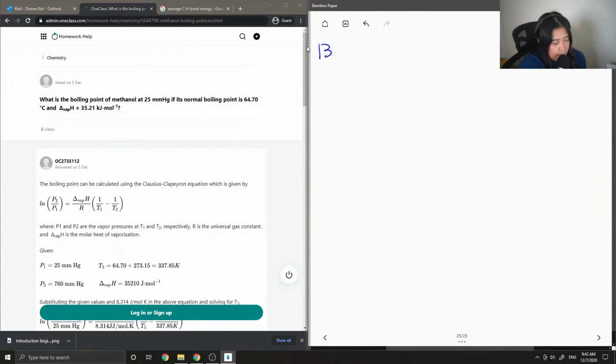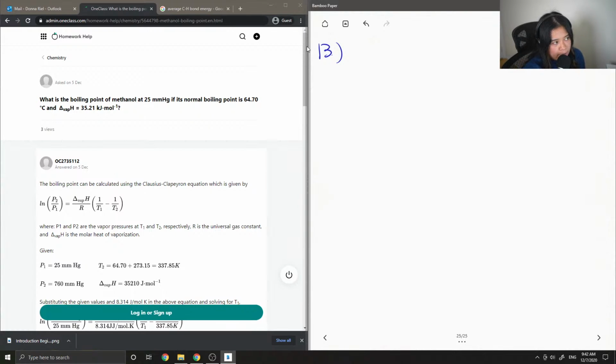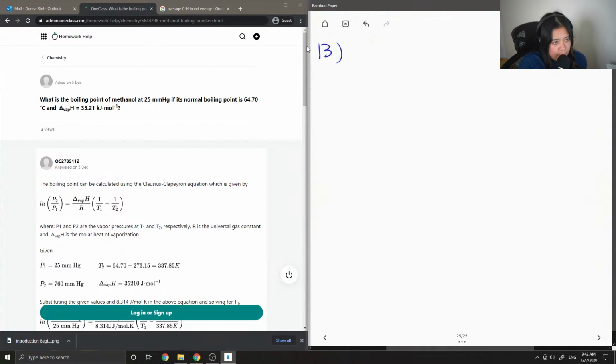Question 13. What is the boiling point of methanol at 25 millimeters of mercury if its normal boiling point is 64.7 degrees Celsius and delta H VAP is equal to 35.21 kilojoules per mole? So this can be answered using the Clapeyron equation.